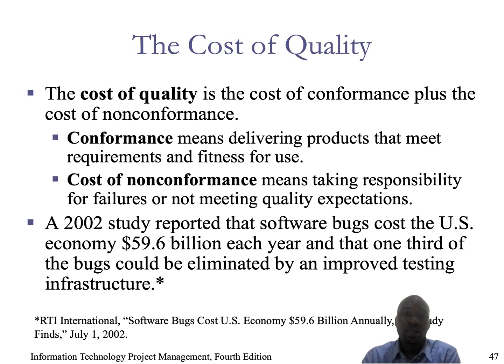The cost of quality is the cost of conformance plus the cost of non-conformance. Conformance means delivering products that meet requirements and fitness for use. Once you deliver products that meet requirements and are ready to be used, that is the level of conformance. Cost of non-conformance means taking responsibility for failures or not meeting quality expectations. So if you deliver a product that can do what the users wanted it to do, that is conformance. But there are also things you may deliver where you acknowledge that something was not done. You take ownership and responsibility for that failure.